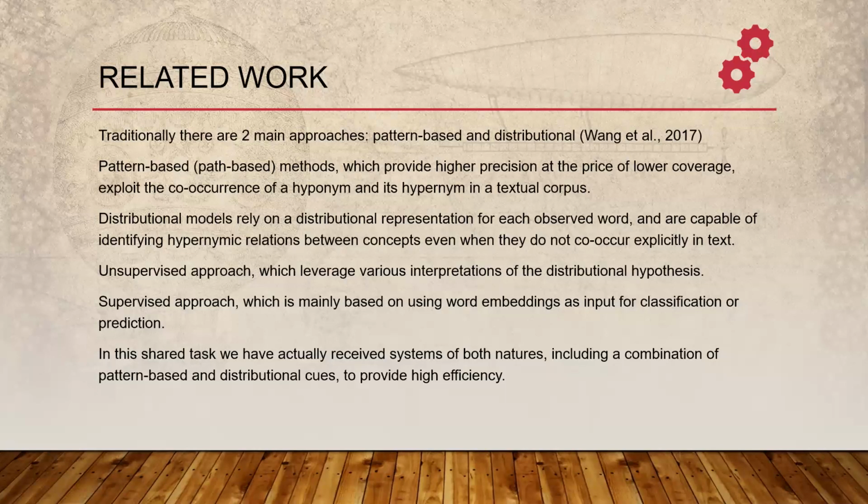Now, the other approach was the distributional approach, in which there is no explicit co-occurrence of the pair, but based on the distributional properties, we can find out whether there is a hypernymic relationship between a pair of objects or not. And we can also divide this into supervised and unsupervised approaches. This paper talks about mixing both these approaches and getting better efficiency.